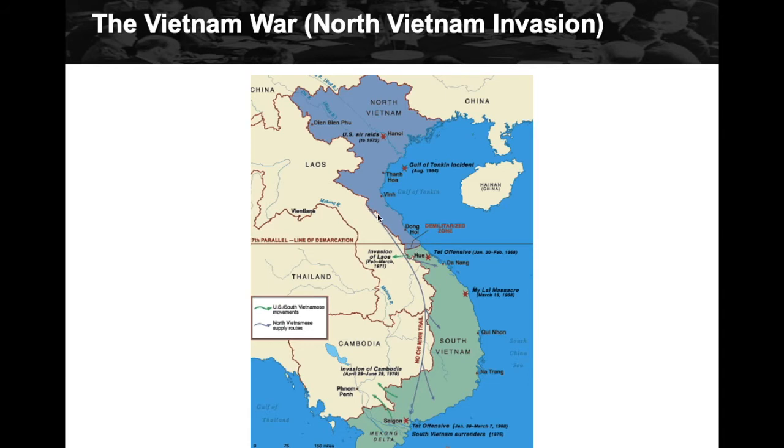And this blue line is the Ho Chi Minh Trail, which is in part of Laos and part of Cambodia, but the trail has these offshoots that shoot off into South Vietnam. And so the North Vietnamese would send soldiers and equipment and everything down through this trail into South Vietnam to supply the North Vietnamese and the Viet Cong, which we'll talk about in a second, down here in the south.